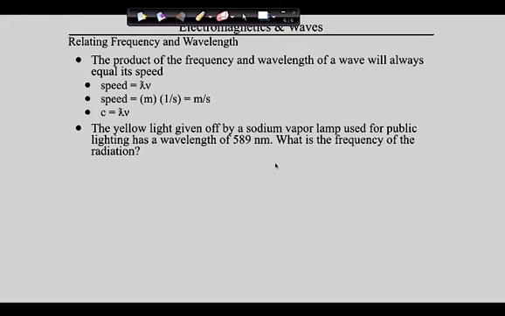Well, guys, the question that we're going to answer is this. If that yellow light that's given off by this vapor lamp, again used for public lighting, has a wavelength of 589 nanometers, what is the frequency of that radiation? You've got 35 seconds. Figure it out. Most of you are going to get it wrong. It's not comforting, it's just true.